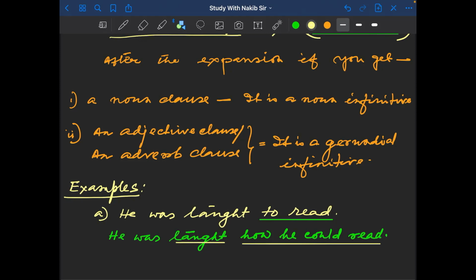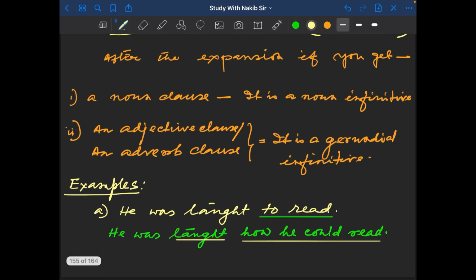Question this verb with what? What was he taught? This part, how he could read, is the answer. So it is an object. And when a clause works in a sentence as an object, it becomes a noun clause. So if this clause, the expanded form of this infinitive, is a noun clause, this infinitive is also a noun infinitive.